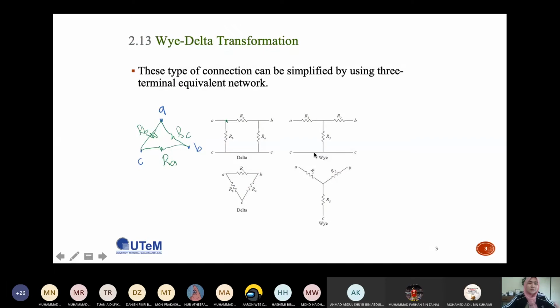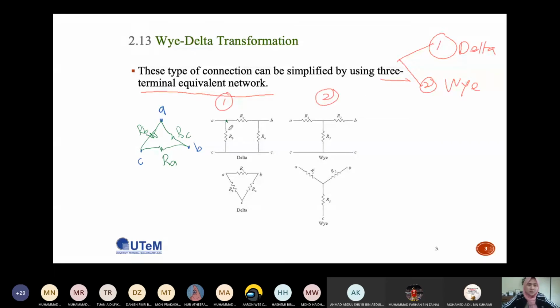So this type of connection can be simplified by using what we call as the three-terminal equivalent network. Okay, three-terminal equivalent network. So for the three-terminal equivalent network, we have two types. So the first one is the delta network. The second one is the Y network. So we have two types of three-terminal equivalent network. So this is the first one. This is the delta network. This is the second one, which is the Y network.